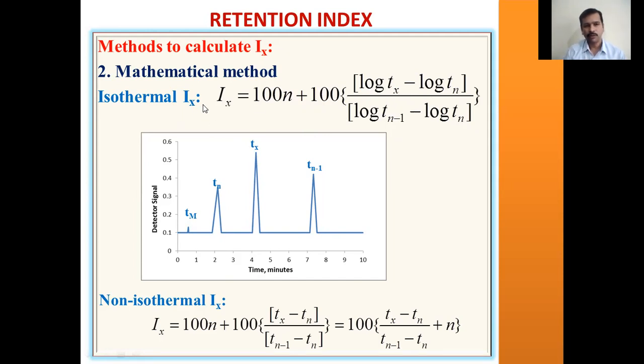Means if you have eluted all the compounds under the same temperature, especially in gas chromatography, this expression can be used. And when you go to non-isothermal elution, this equation can be simply modified, but without the logarithmic term. All other things remain the same, but you don't use the logarithmic term. So Ix is equal to 100 times n plus 100 times (Tx minus Tn) divided by (Tn+1 minus Tn), which is equal to 100 times (Tx minus Tn) divided by (Tn+1 minus Tn), plus n. So this is also an expression which is used to calculate the retention index under non-isothermal condition.